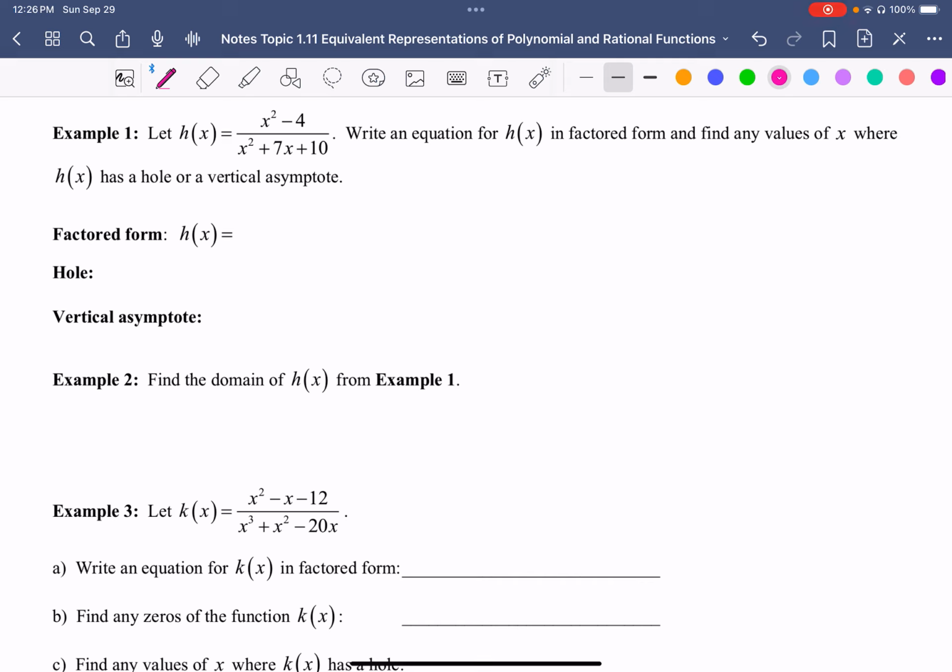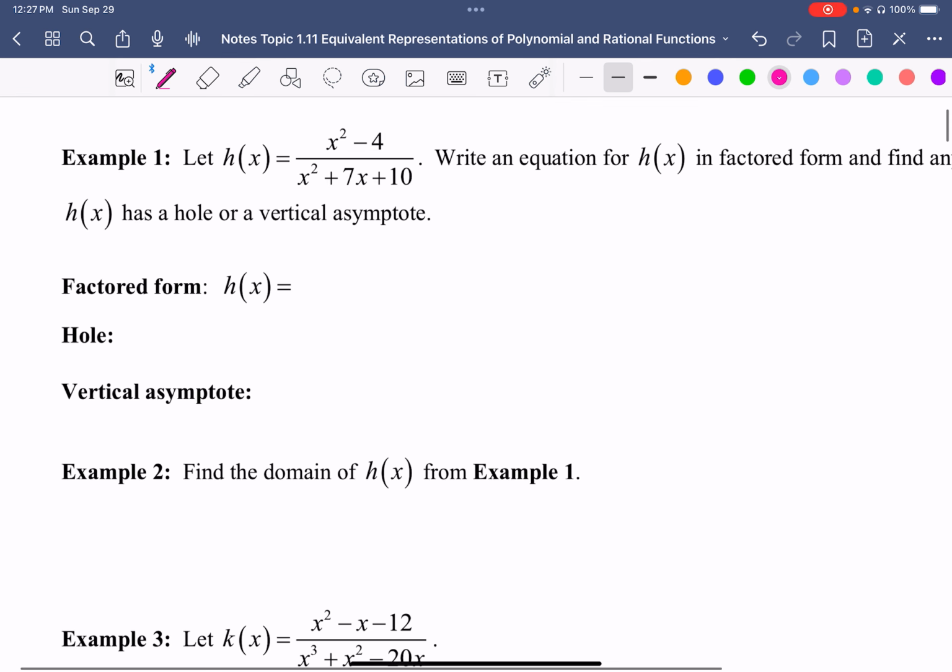Write an equation for h of x in factored form and find any values of x where h of x has a hole or a vertical asymptote. For example 1, in the numerator, I see that I can do difference of perfect squares. If I take the square root of x squared and 4, I could get x plus 2 times x minus 2. For the denominator, I can do X method. I'm looking for two numbers that multiply to positive 10 and add up to positive 7.